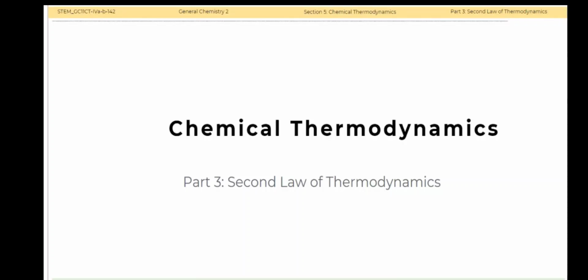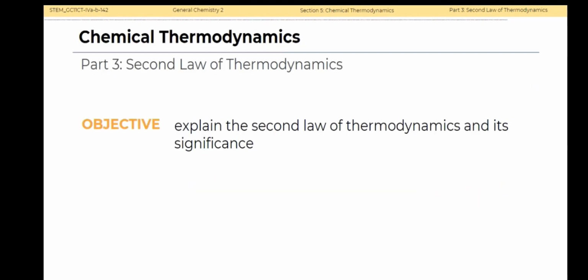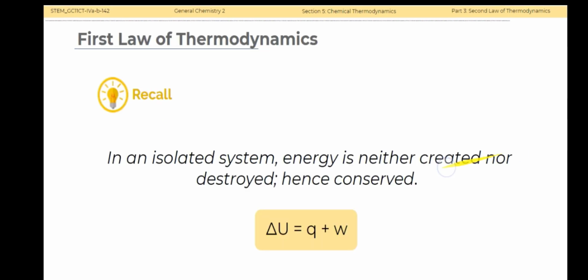Welcome to the General Chemistry 2 class. This section is on chemical thermodynamics. This lesson is about the second law of thermodynamics. And now, let's begin. In this lesson, we will explain the second law of thermodynamics and its significance.